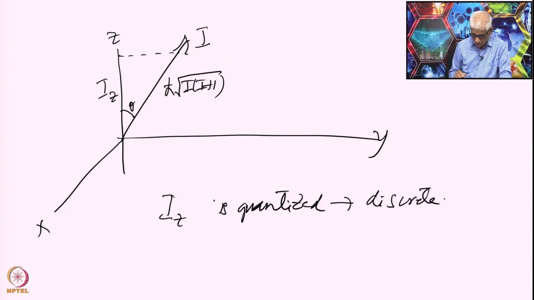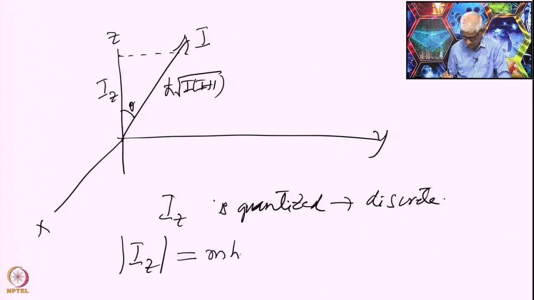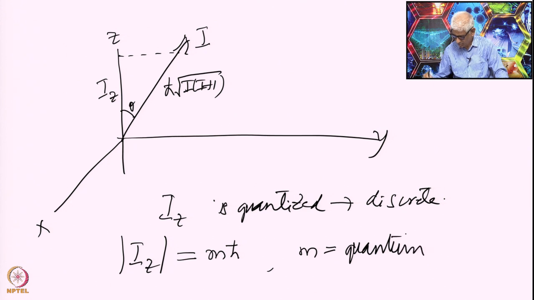So, the magnitude of the z component is often represented like this. Magnitude of I is represented by modulus of I, magnitude of z component is represented like this, and this is given by m h cross. Now what is m? M is a number, a quantum number, another quantum number, and this is called the magnetic quantum number.